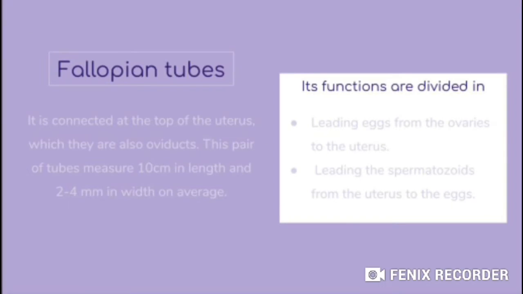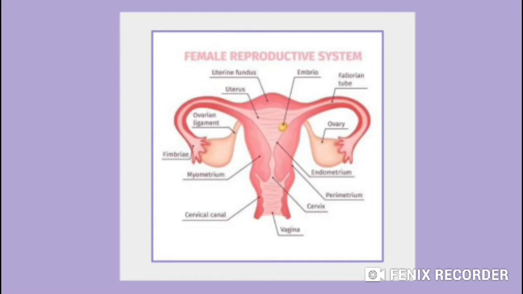The fallopian tubes are connected at the top of the uterus, and they are also called oviducts. This pair of tubes measures 10 centimeters in length and 2.4 millimeters in width on average. Their functions are letting eggs pass from the ovaries to the uterus, and letting the spermatozoa travel from the uterus to the eggs. This is an image of the whole female reproductive system and its main parts.